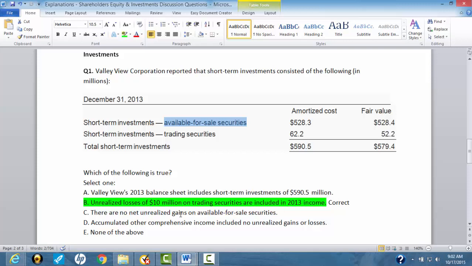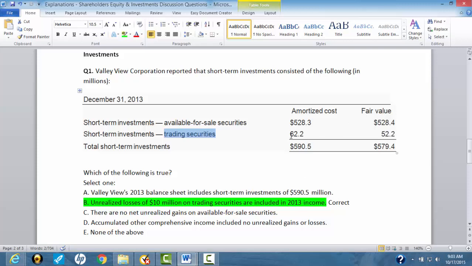Unrealized losses of 10 million on trading securities are included in 2013 income. Now, first off, any unrealized gain or loss on trading securities are reported in income or the income statement. The reason being that trading securities are a category of securities for which the investor is actively trading. So trading securities are actively traded securities. So any unrealized gains and losses are reported in income because they are considered as part of the company's operations.